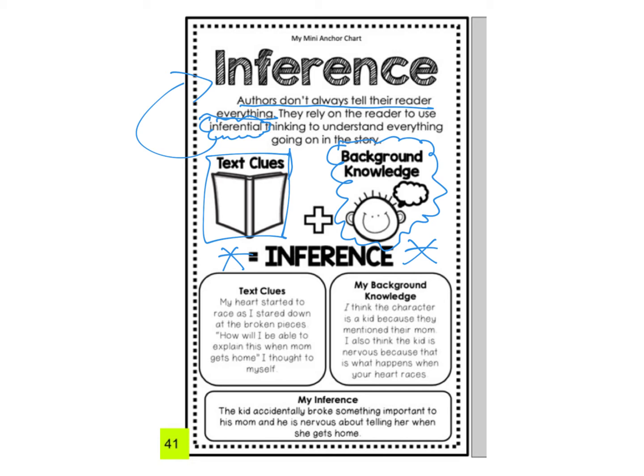I think the character is a kid because they mention their mom, and most adults don't think that way. Notice also, I think the kid is nervous because that is what happens when your heart races. This is called my background knowledge. Now, I can add these two things together to equal an inference. The kid accidentally broke something important to his mom, and he is nervous about telling her when she gets home. This is an inference. This is something new based on a clue.